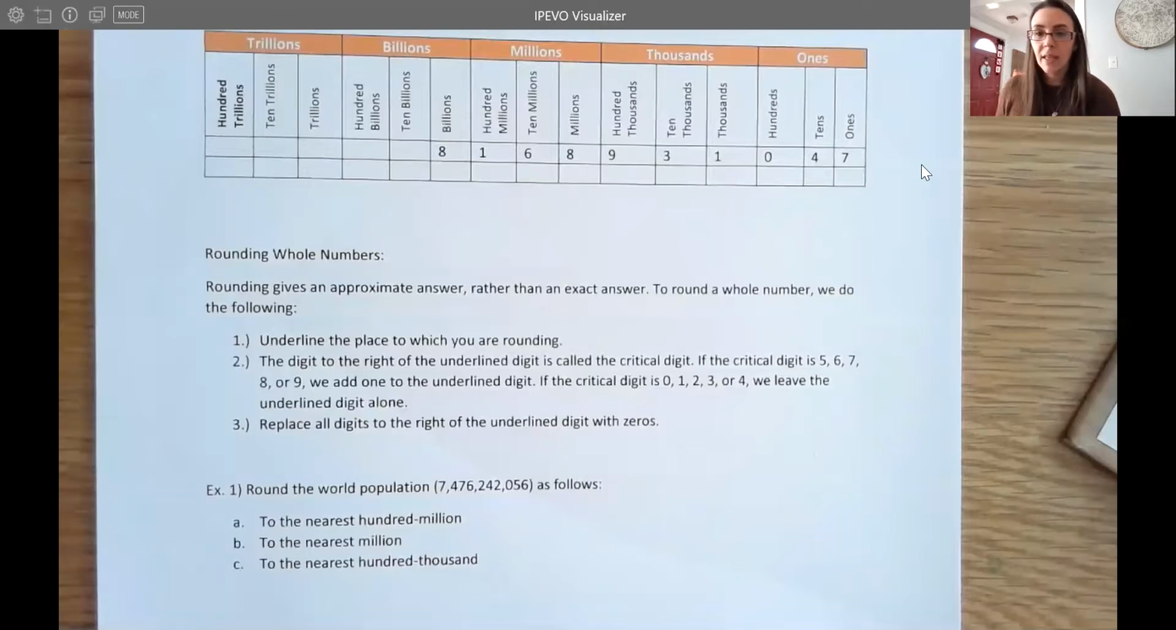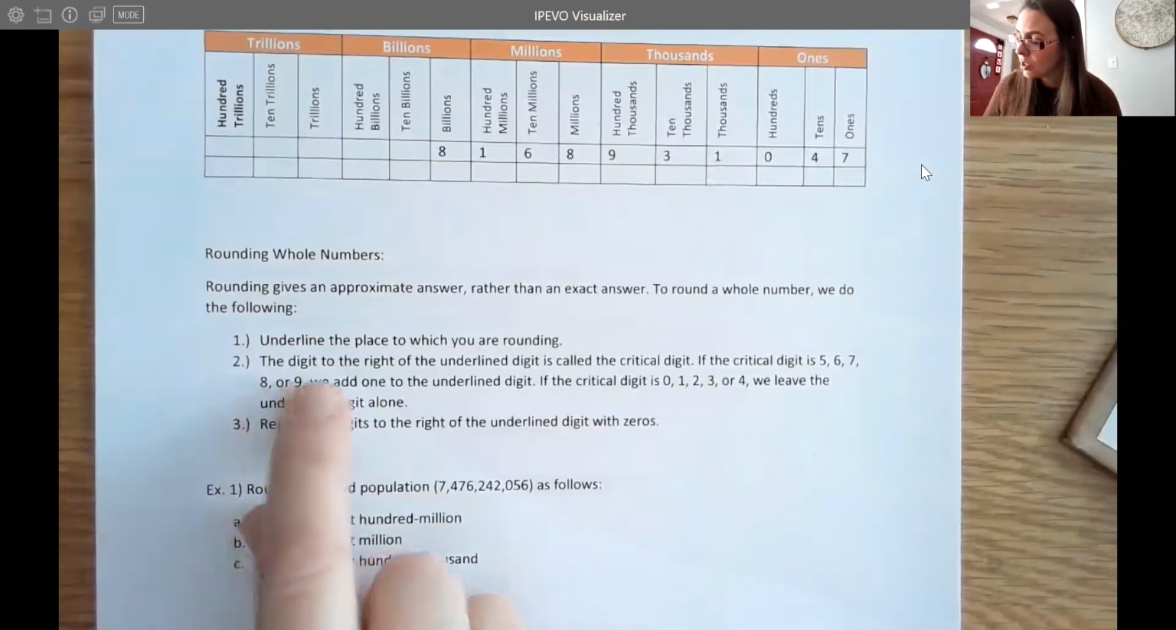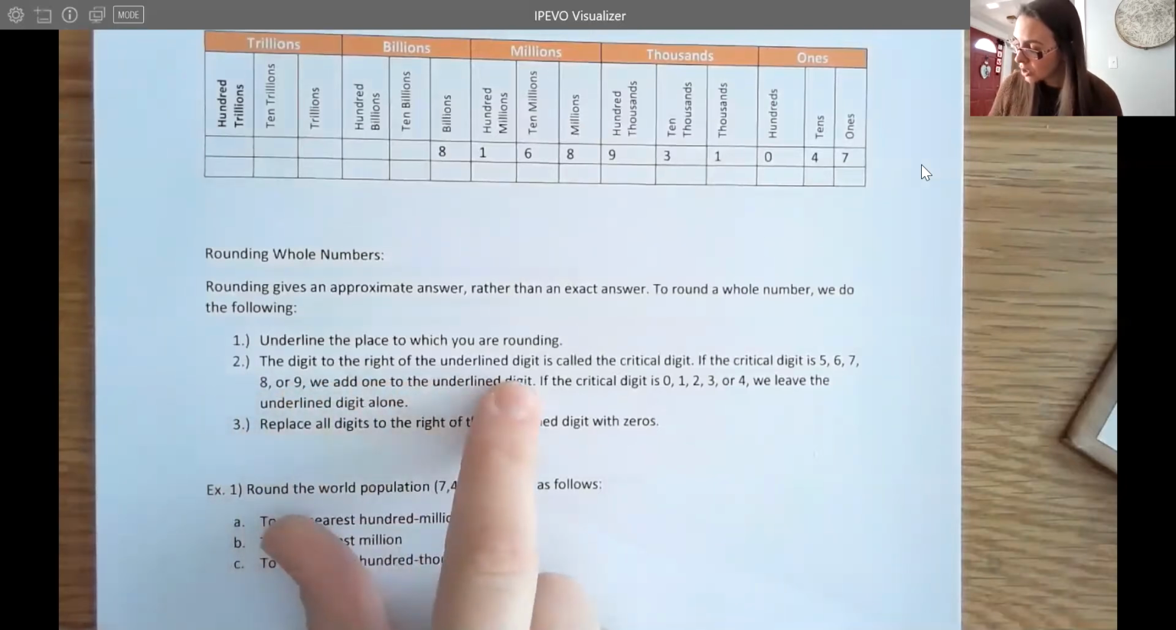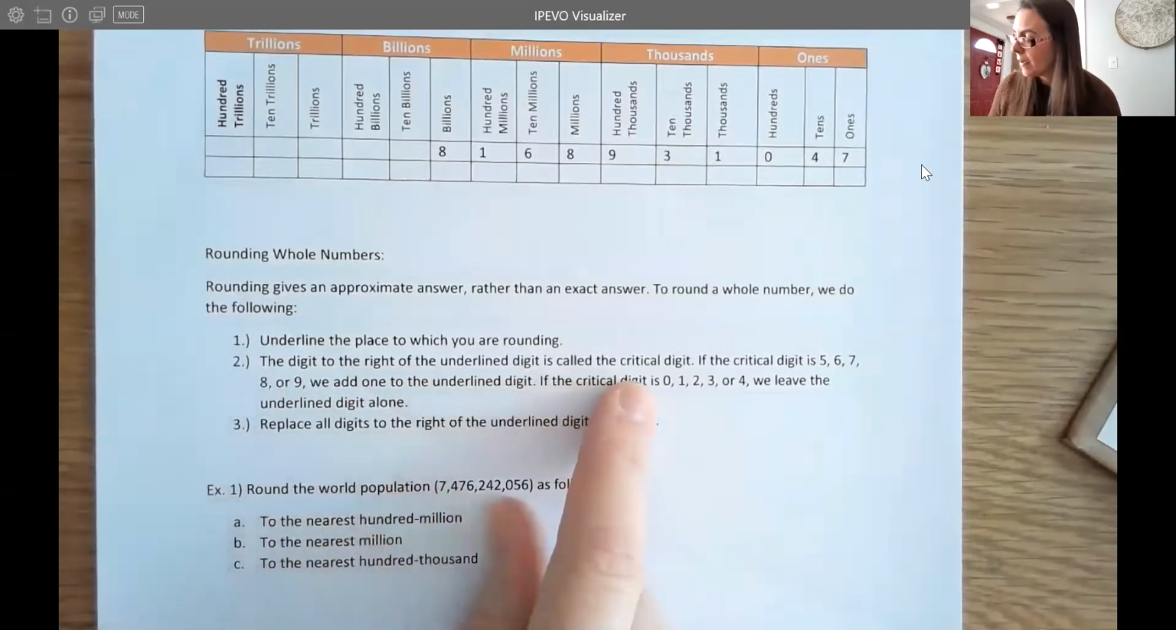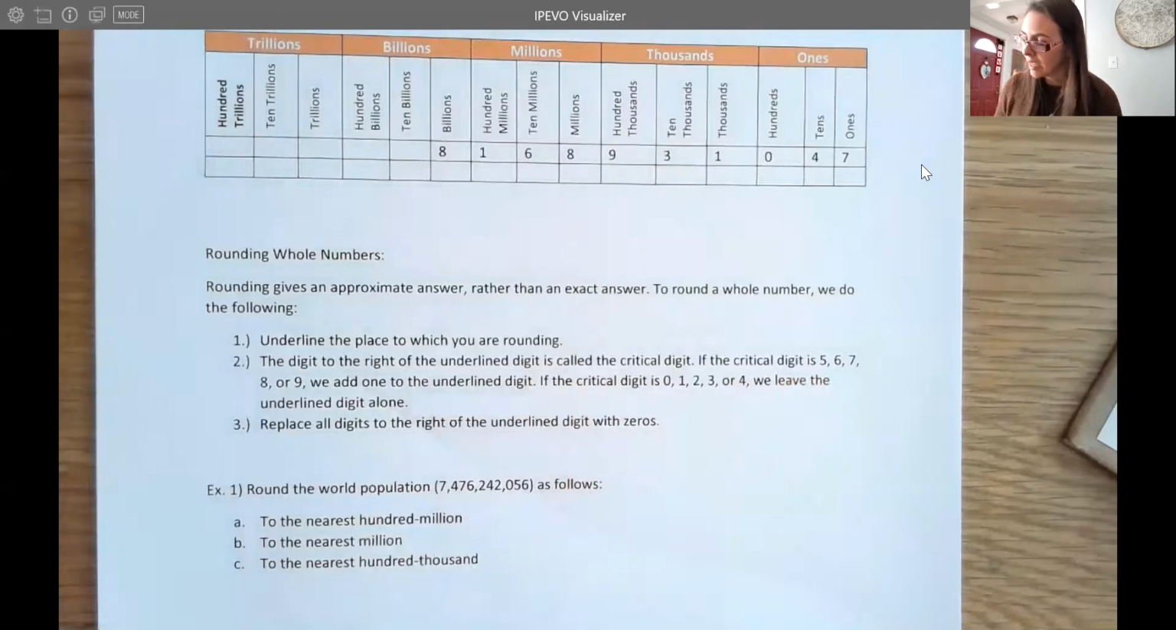What I like to do is physically underline the place value to which we're rounding. Then I look at the digit to the right of that underlined value, which is called the critical digit. If that critical digit is a 5, 6, 7, 8, or 9, we add 1 to the underlined digit. If the critical digit is small, 0, 1, 2, 3, or 4, we just leave that underlined digit alone. And then we replace all digits to the right with zeros.